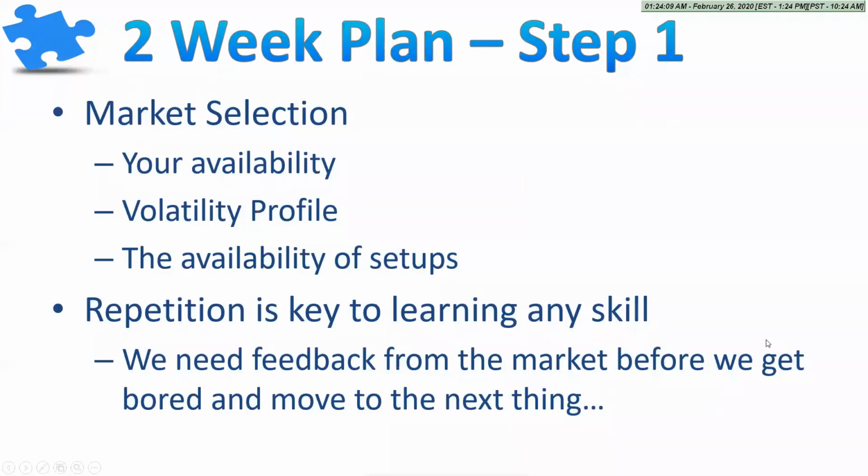So what you're going to do is find 2 hours a day that you can commit every day for the next 2 weeks. Based on that, you're going to have a range of markets to choose from. You then need to narrow that down based on 2 factors. First of all, which market has the sort of volatility profile you like? Do you like fast markets or slow markets or something in the middle? And then which market is likely to give you multiple setups in that 2-hour period?